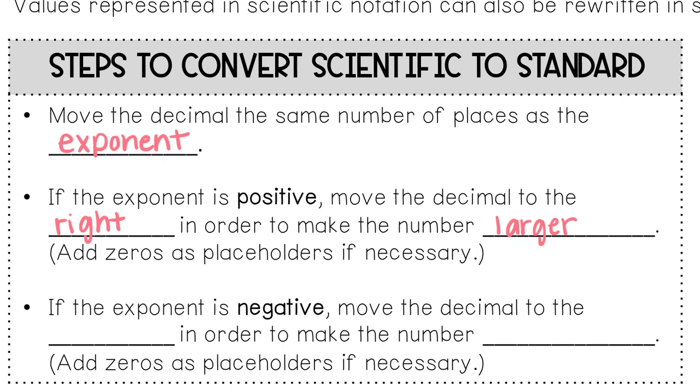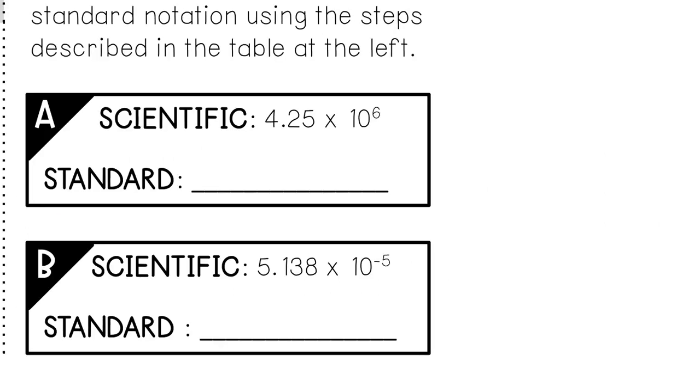If the exponent is negative, we're going to move the decimal to the left in order to make the number smaller. We do this because when we're converting from standard form to scientific notation, larger numbers get positive exponents and smaller numbers get negative exponents. Now let's look at a couple of examples.